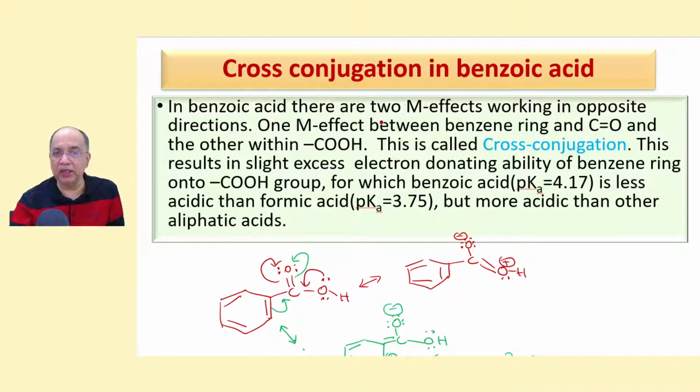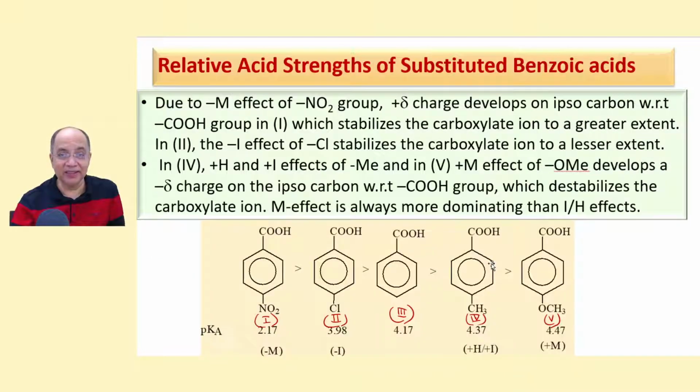In benzoic acid, there are two M effects working in opposite directions. One M effect is between the benzene ring and C double bond O, and the other is within COOH. This is called cross conjugation. This results in a slight excess of electron donating ability of the benzene ring onto the COOH group, for which benzoic acid, with pKa 4.17, is less acidic than formic acid, 3.75, but more acidic than other aliphatic carboxylic acids.